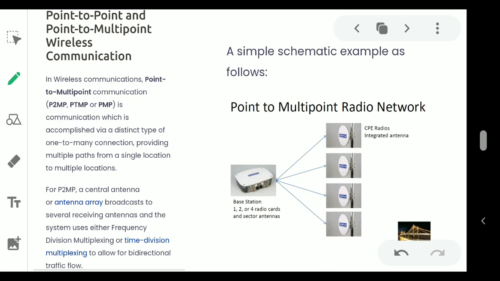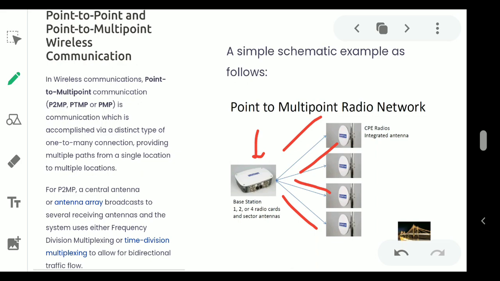So point to multi-point or normally multi-point, both are the same. Okay, so in such a network, data is transferred from one single location or a node to multiple locations. As you can see, there is a base station. In the picture you are able to see one base station is there. See this one. Okay, and 1, 2, 3, 4, the radio cards or sector antennas are there. Okay, so it is transmitting to all four, from one source to the several destinations.